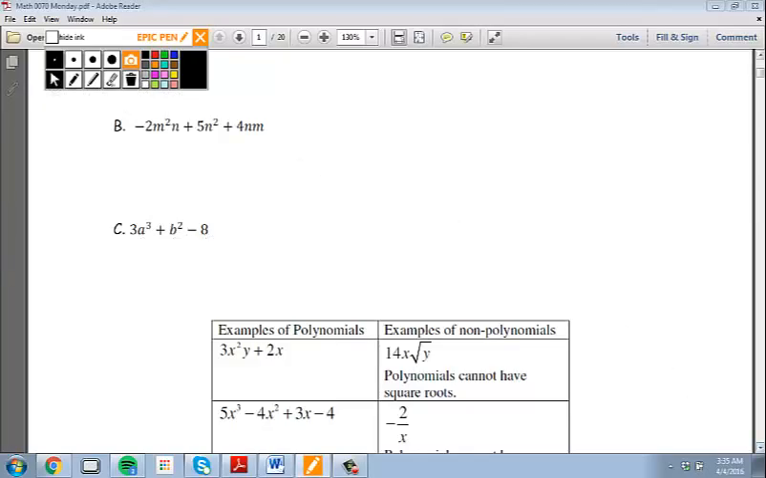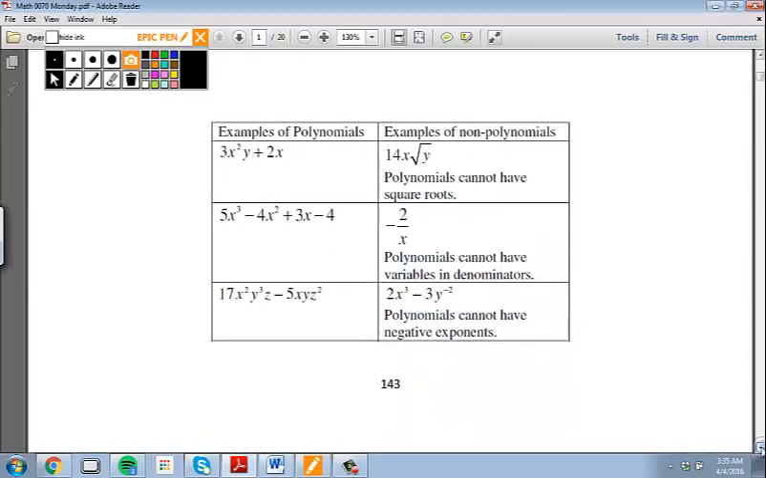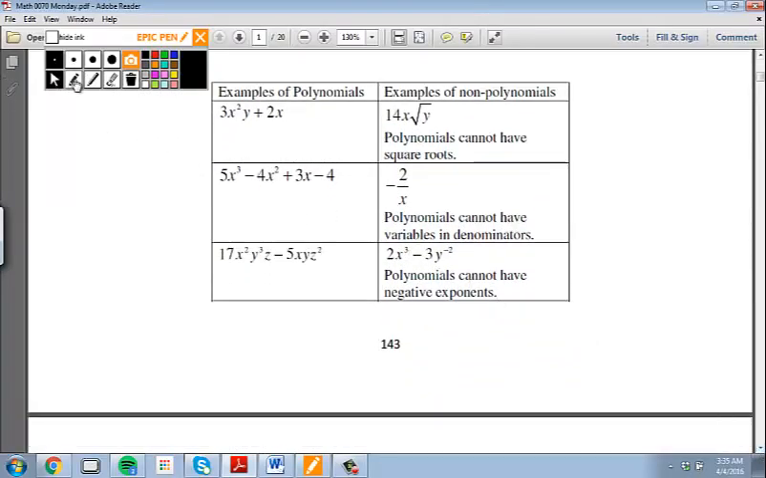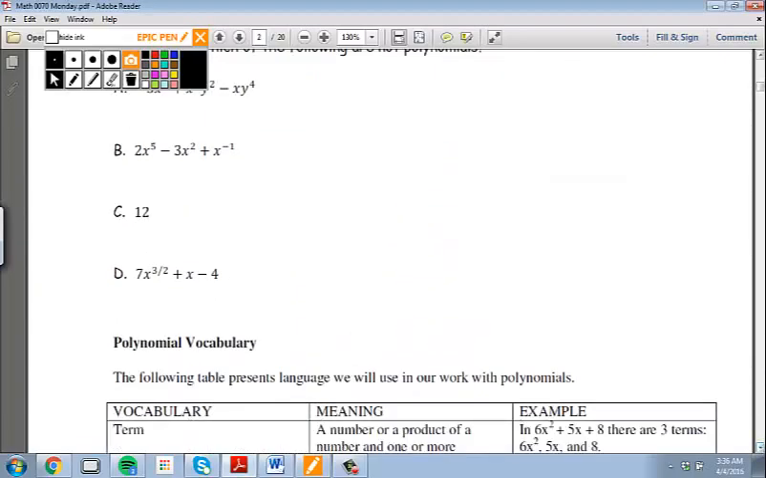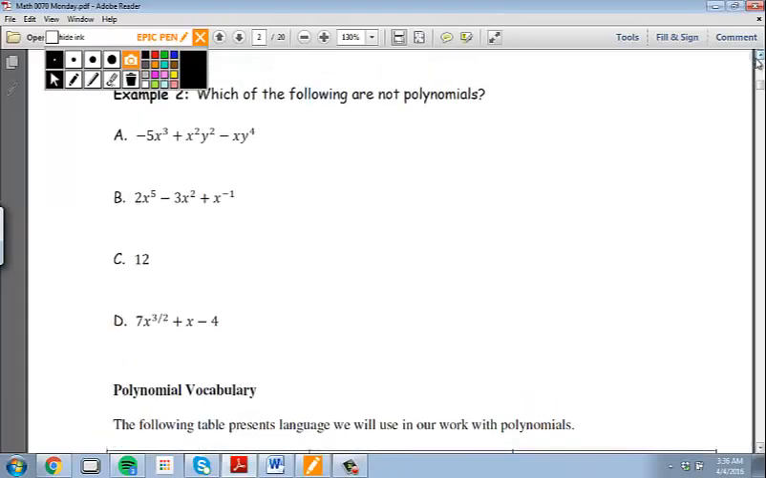But we're going to go on a little bit more in depth into polynomials and polynomial vocabulary right now. So here are some examples of polynomials on this side of this chart, and then some that are non-polynomials on this side of the chart. So you cannot have square roots in polynomials, you cannot have variables in the denominators, and you cannot have negative exponents. Alright, so any of these three things is bad, bad, bad. Alright, so now let's look at example 2. So which of these are not polynomials?